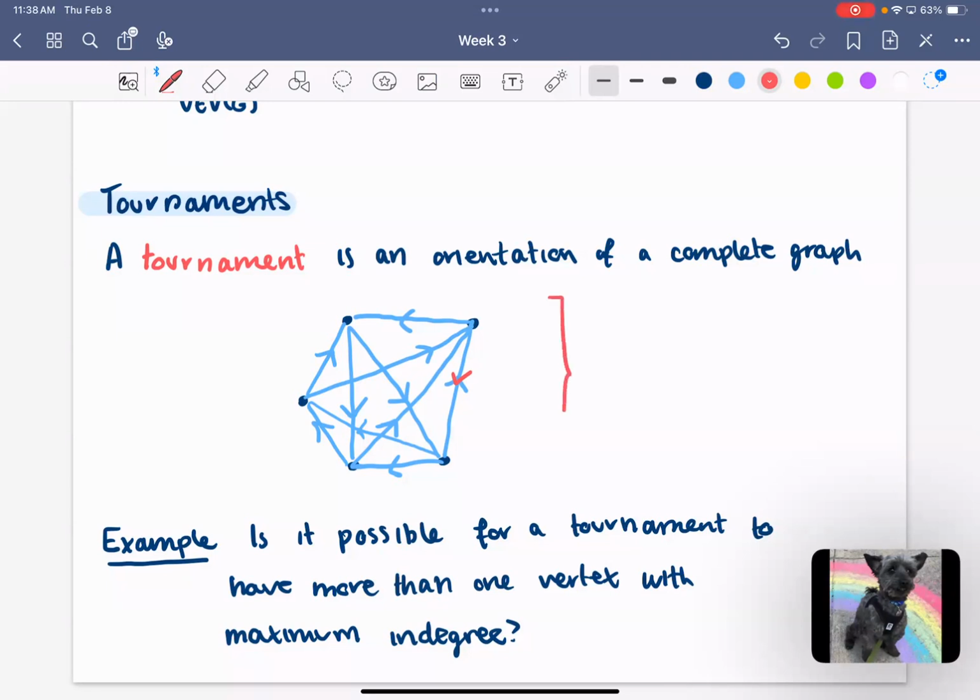So if we look at this one, every vertex has 2 wins and 2 losses. So we can't necessarily just decide on a winner that way. There's another thing that you might say is reasonable.